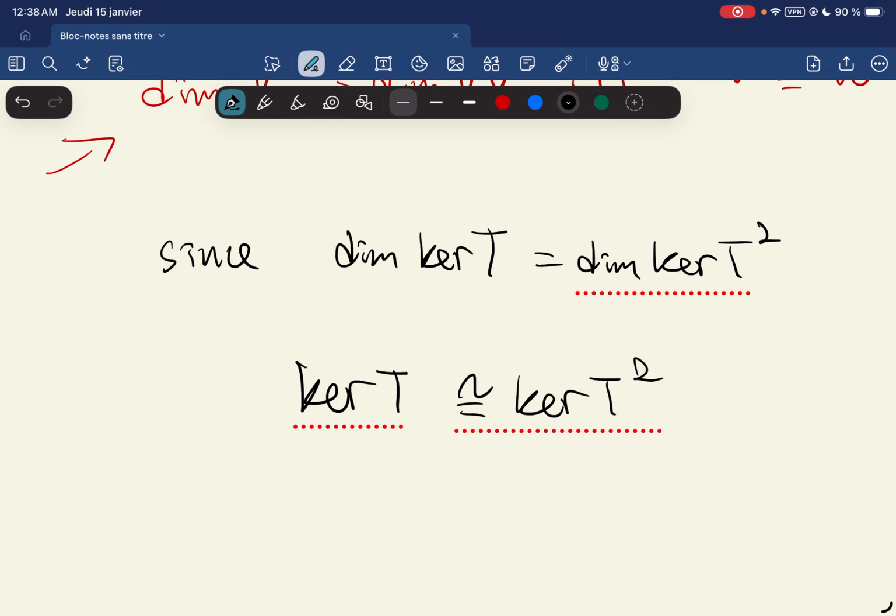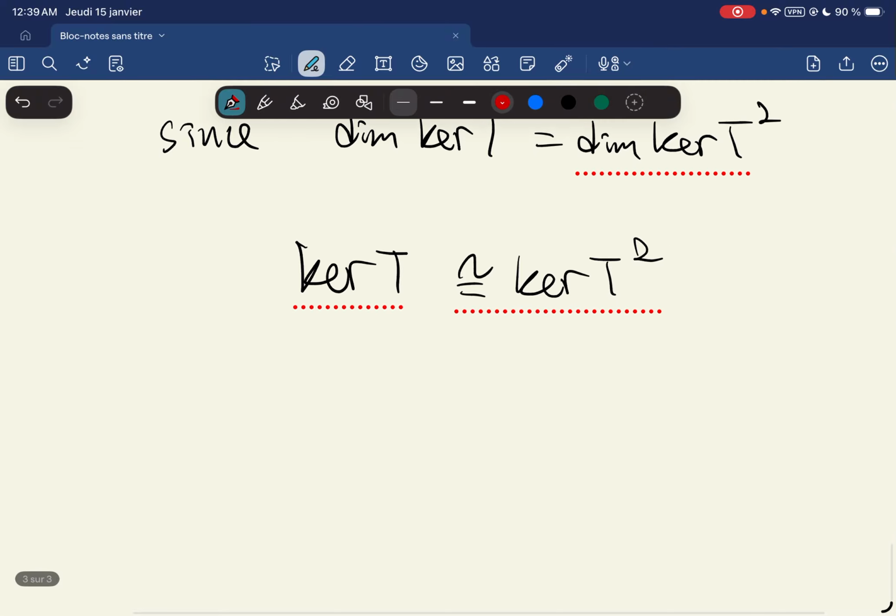But how is this helpful? If we just create a bijective linear map between the kernel of T and the kernel of T squared, we can't see how this is relevant. But if we think about it a little bit more, these two sets aren't just two random sets that have an isomorphic structure. Indeed, look at how they are related.